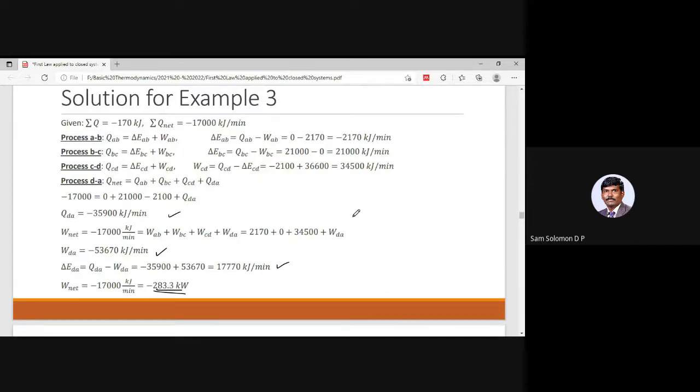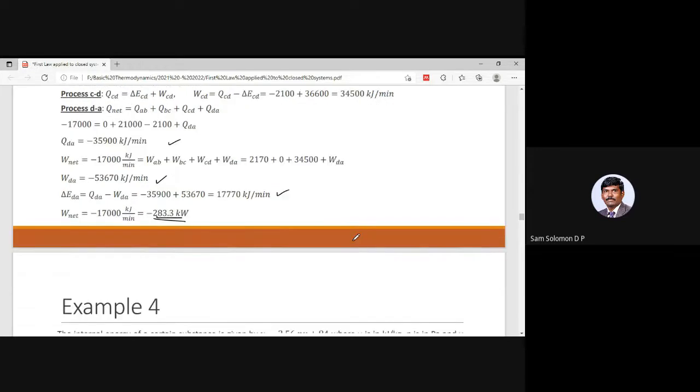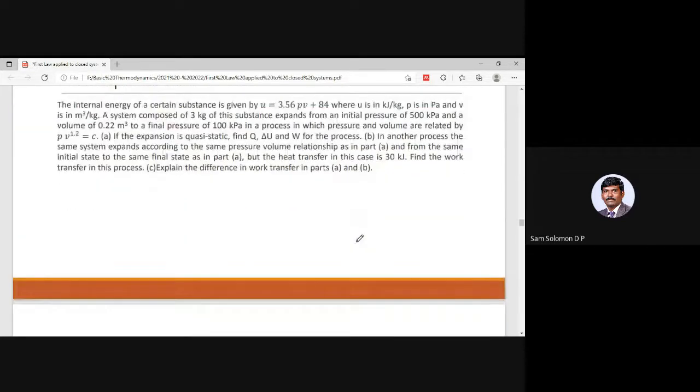So I hope when someone tells you thermodynamics is difficult, you need not agree with them. Simple addition and subtraction. Who would say that it is difficult? The only thing is you need to know the concept. If the concept is known, it is going to be very, very easy for you. Is that okay, guys? Shall we move on to the next problem? Yes, sir.